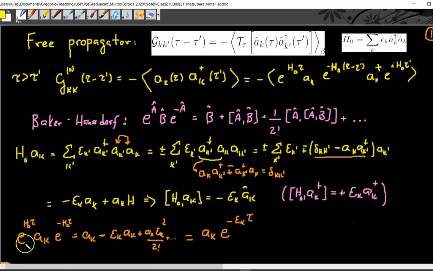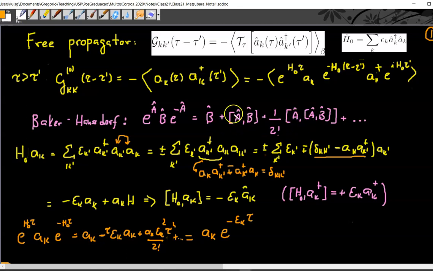then I can write e to the H naught tau, A_k, e to the minus H naught tau equals A_k minus the commutator, epsilon_k, there's a tau here missing, sorry. There is a tau here, and here there's a tau squared, that's a plus. What else? Yeah, so the next term over would be the commutator of A, this should be the commutator of the commutator of A, it's right.